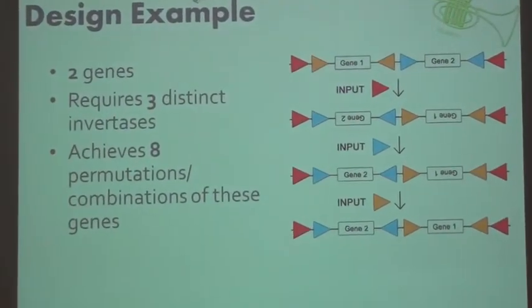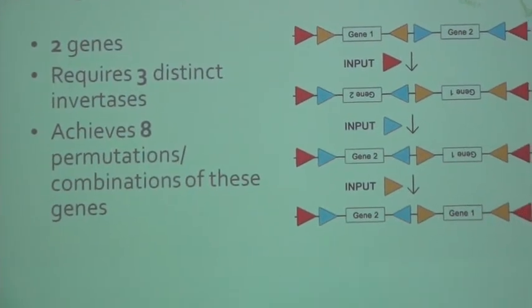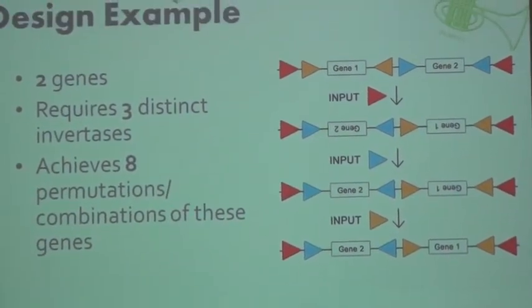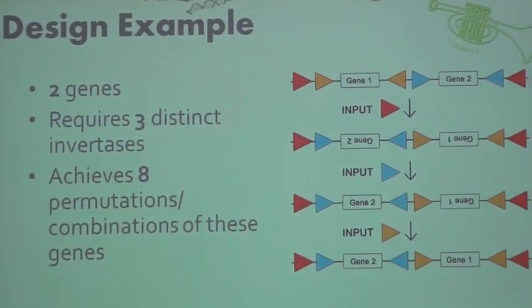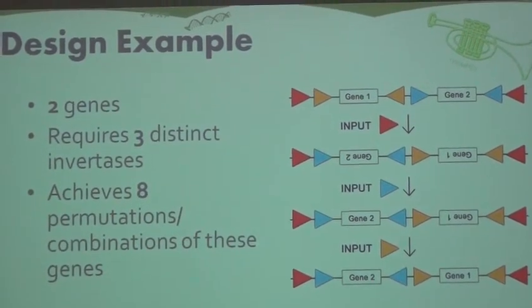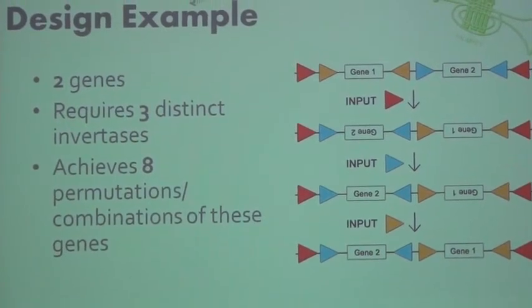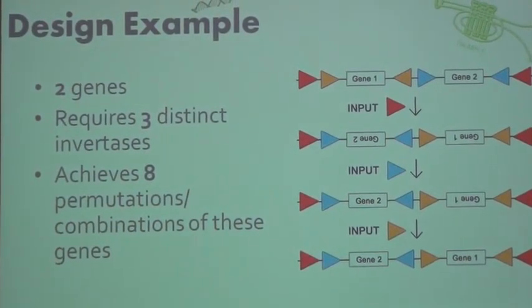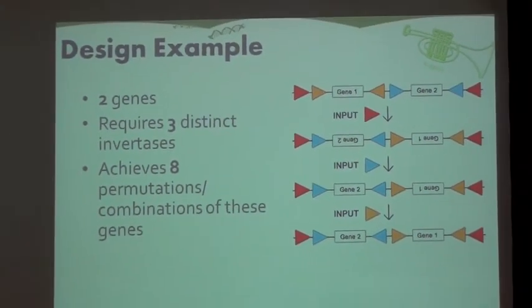The first thing to note is that we have 2 different parts, and each one is flanked by its own set of invertase sites, here depicted in the orange and the blue triangles. So if an invertase is inputted to the system which corresponds to these sites, then these genes can be turned on and off selectively. It's also important to note that the entire set of genes is flanked by these red sites here on either end. So if we input this invertase to the system, then we are able to permute the 2 genes.